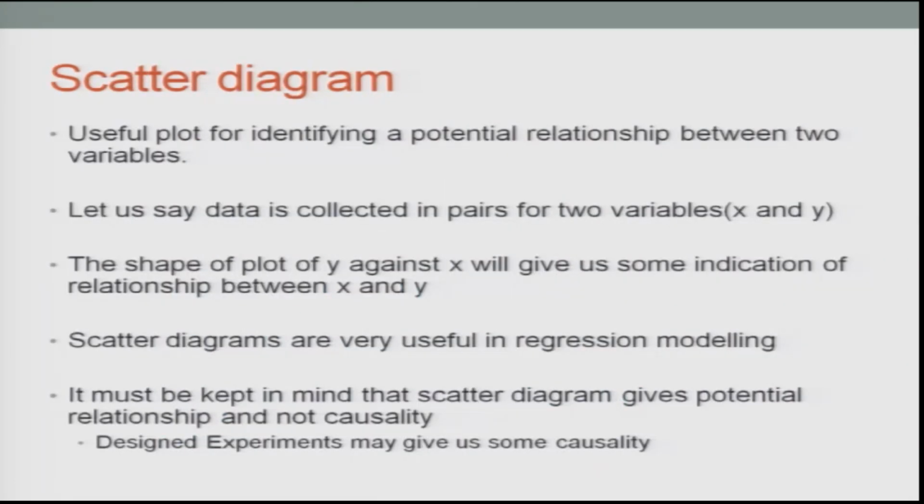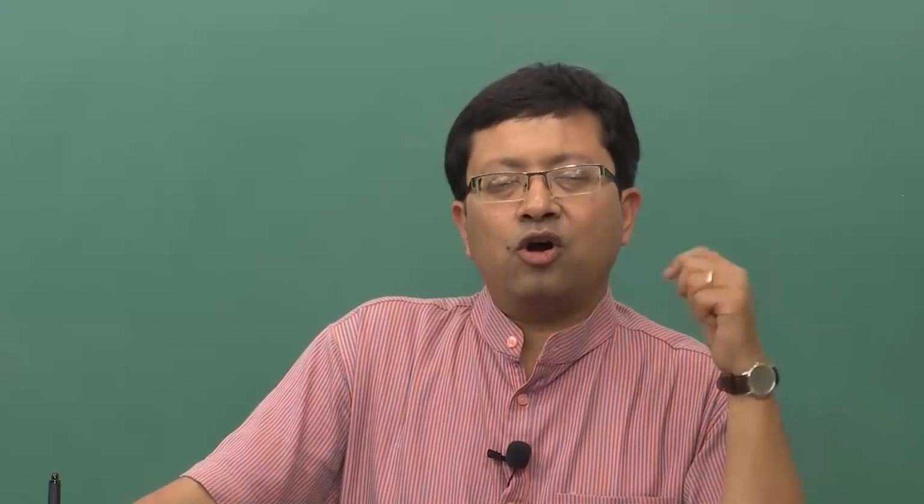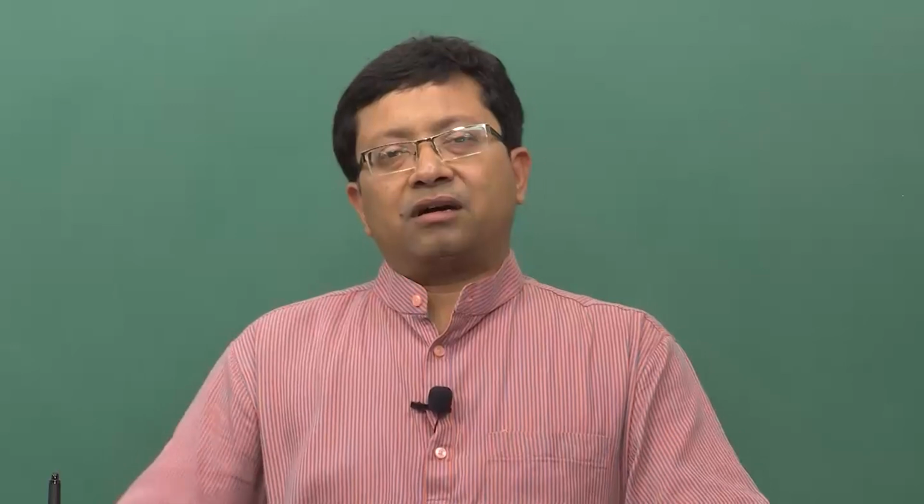Now, scatter diagrams are useful plots for identifying a potential relationship between two variables. Let us say data is collected in pairs of two variables x and y. For example, a very simple one can be humidity and temperature when you are trying to find out the tensile strength of a product being manufactured, or the speed of the turning machine along with the temperature of the coolant being utilized, or, in a service sector, the time when the order for the food has been made by the customer and when the food is actually delivered.